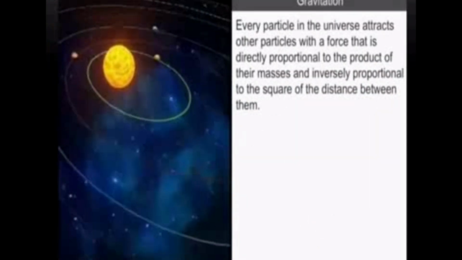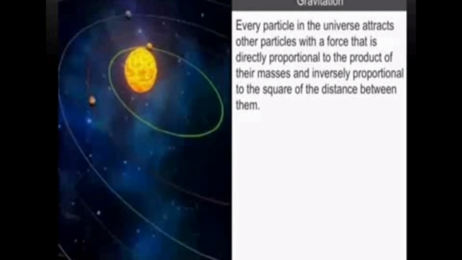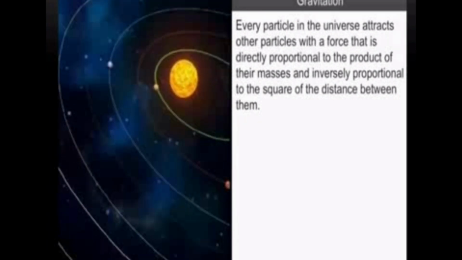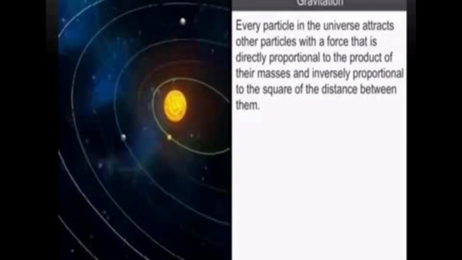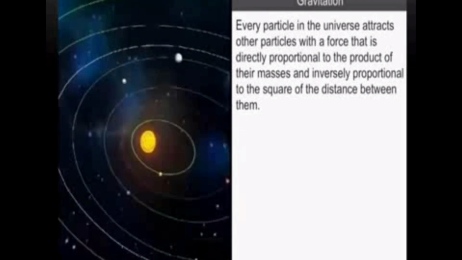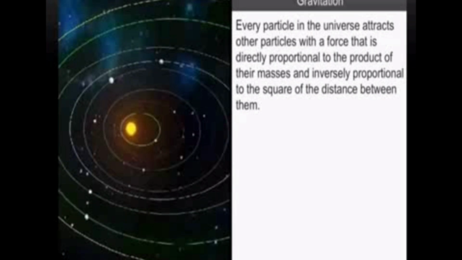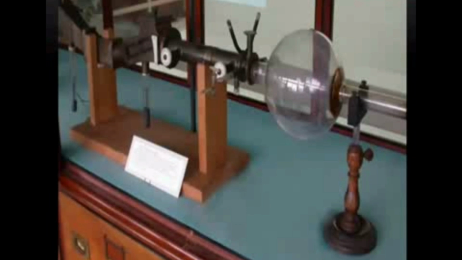By using Newton's universal law of gravitation, every particle in the universe attracts the other particle with a force. It is directly proportional to the product of their masses and inversely proportional to the square of the distance between them. So already you studied this in the 10th standard, Newton's universal law of gravitation. Using that we can measure the distance of the planet.